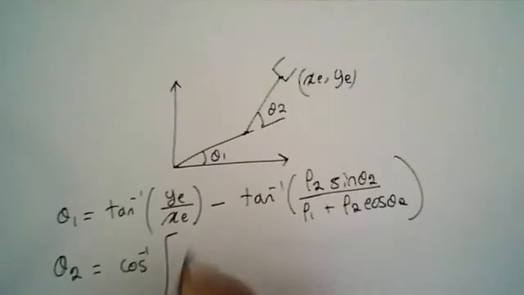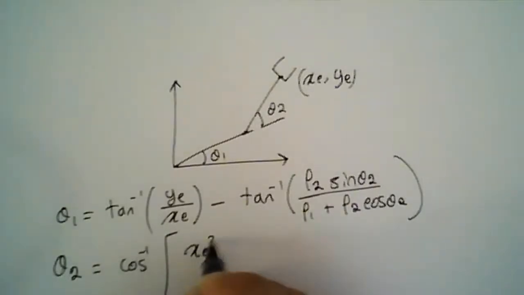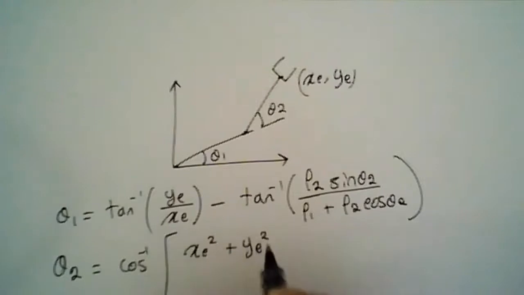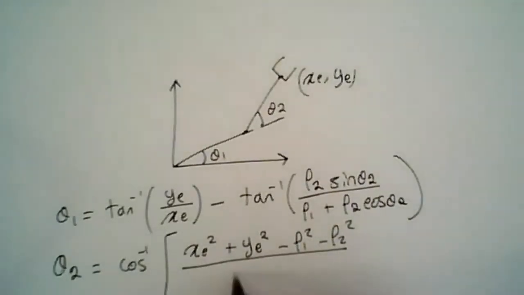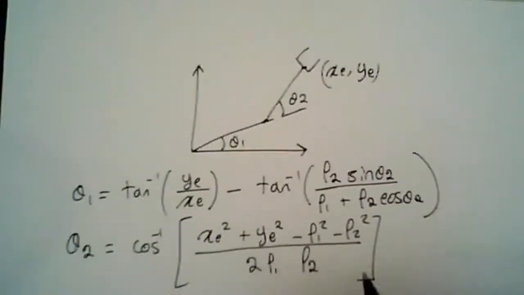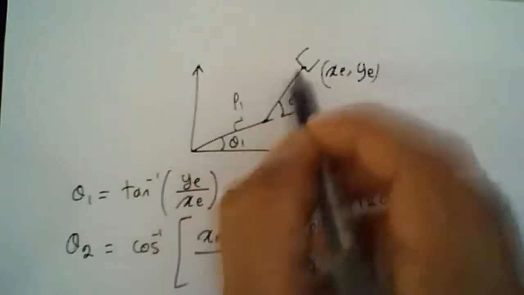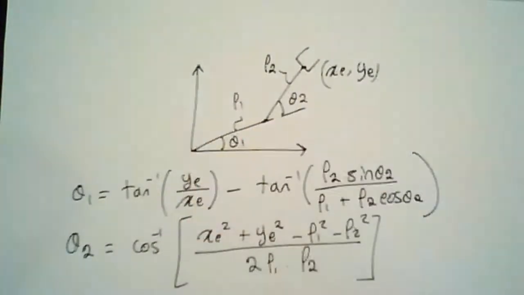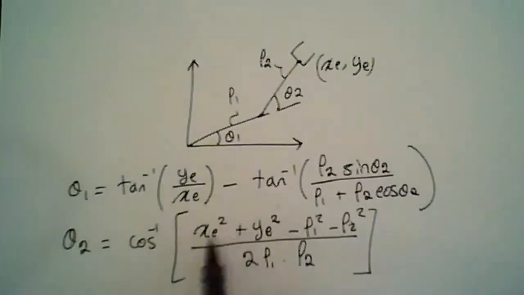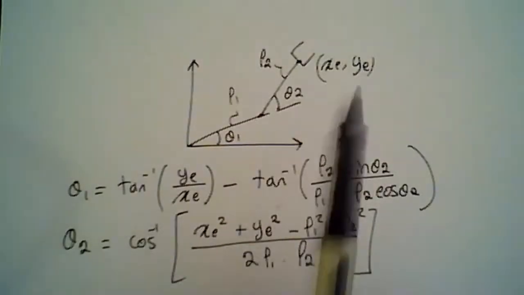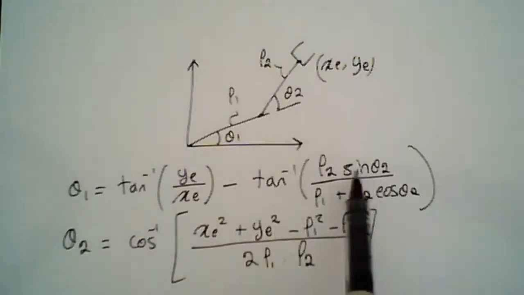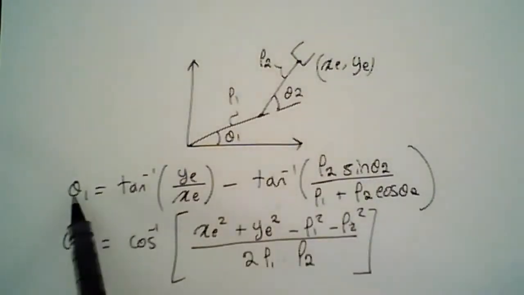inverse cosine of xe squared plus ye squared minus L1 squared minus L2 squared, and this whole thing was divided by 2 L1 multiplied by L2, and we know that the link length here is L1 and the link length here is L2, right? So once you have xe and ye, you can calculate theta 2, and after you calculate theta 2, you can replace it in this equation, and you can calculate theta 1 primarily based on xe and ye.